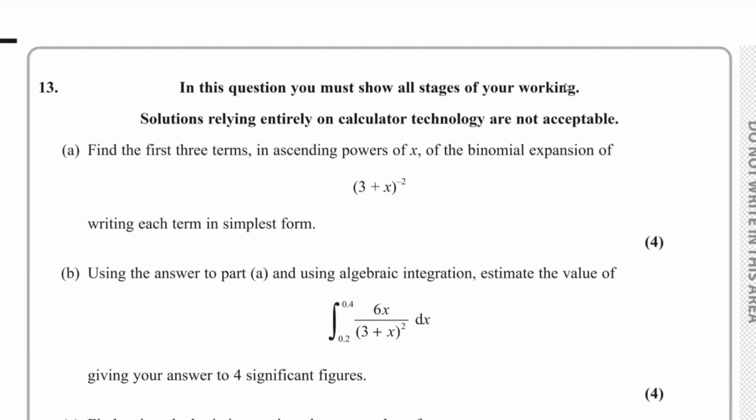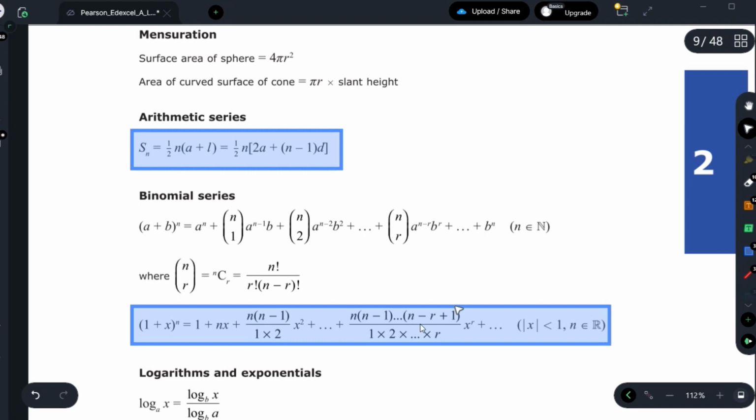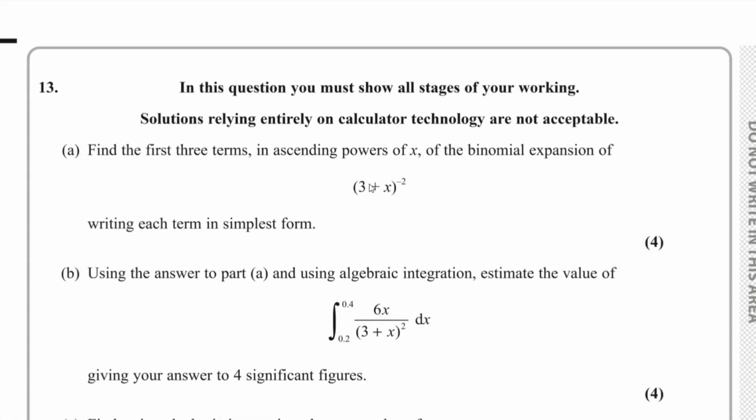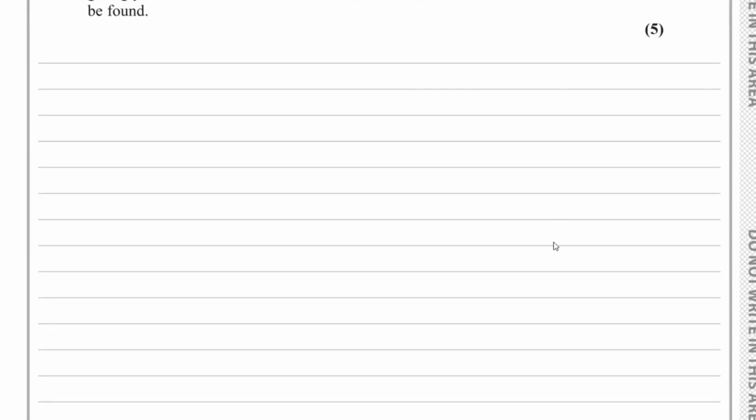Question number 13, part A. We have to find the first 3 terms in ascending powers of x of the binomial expansion of 3 plus x to the negative 2, writing each term in its simplest form. For a binomial series, we have the following result. Notice we have a 1 plus x to the n. Instead of a 1, what we have is a 3 instead.